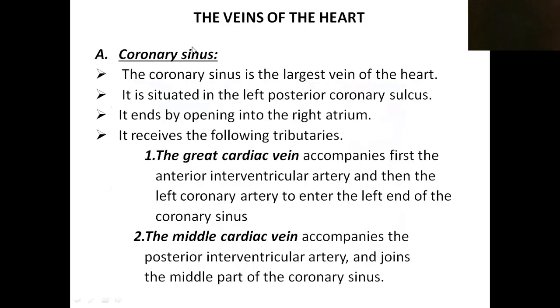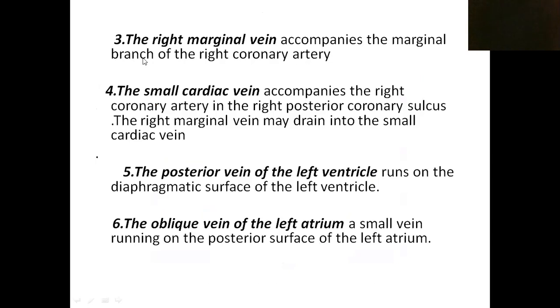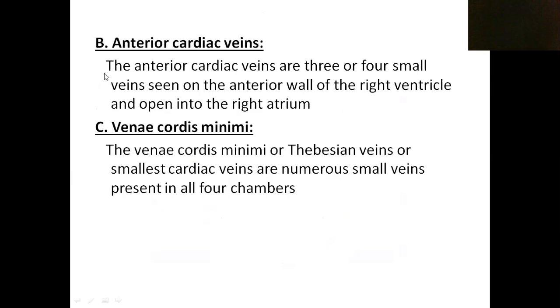So the coronary sinus is the largest vein of the heart. What are the tributaries? The great cardiac vein, which accompanies the anterior interventricular artery. The middle cardiac vein, which accompanies the posterior interventricular artery. Then the right marginal vein, which accompanies the marginal artery. Then the continuation of the right marginal vein, which is the small cardiac vein. Then the posterior vein of the left ventricle. Then the oblique vein of the left atrium. So, the coronary sinus and its tributaries.